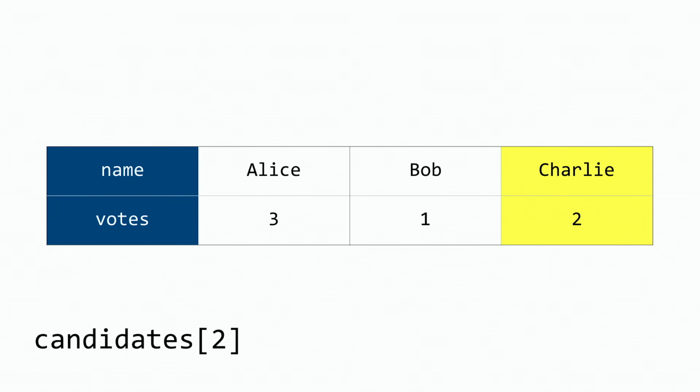But remember that each candidate is itself a struct that has a name and a number of votes. So if we want to take this struct and access a property of it, we could say candidates[2].name, for example, using the dot syntax to access the name of this candidate, and using candidates[2].votes to access the number of votes that Charlie currently has.